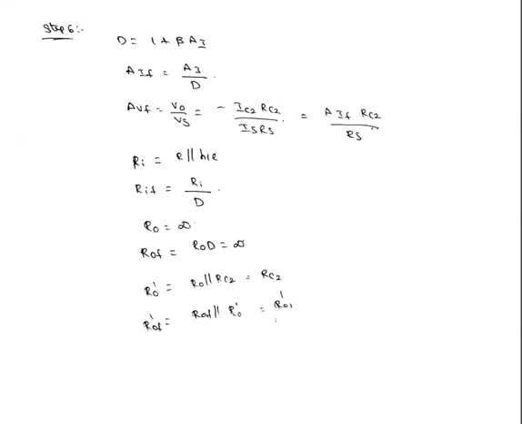So the D sensitivity value D is equal to 1 plus beta AI, AIF is equal to AI by D, AVF is equal to V naught by Vs. So then we can calculate your RI and RIF like this.